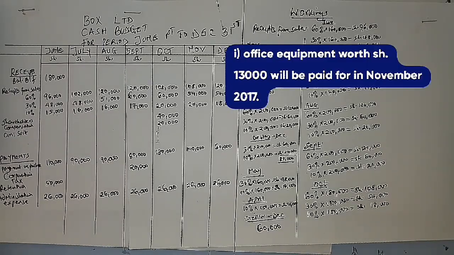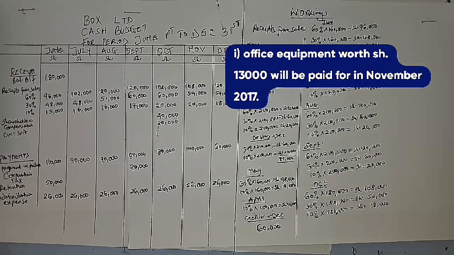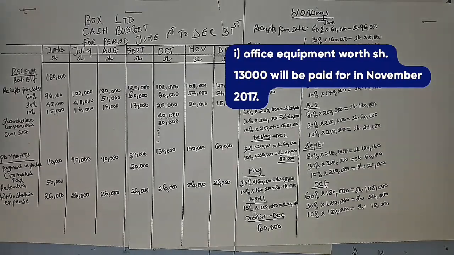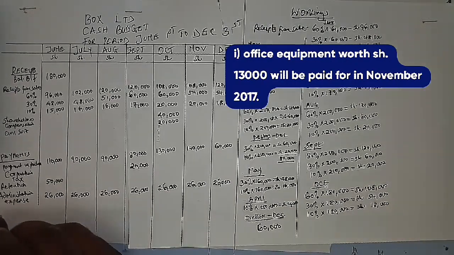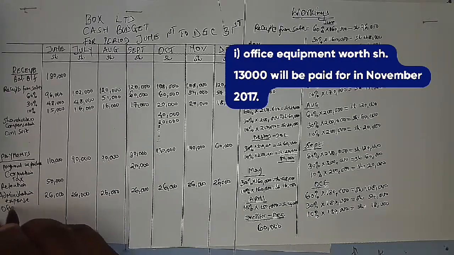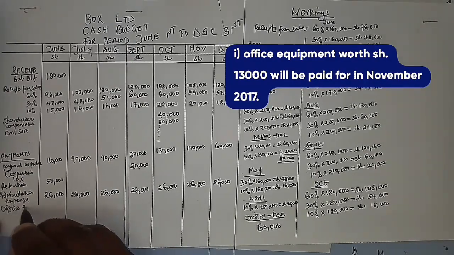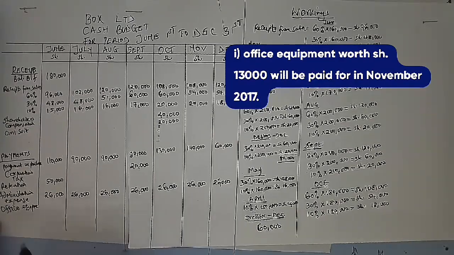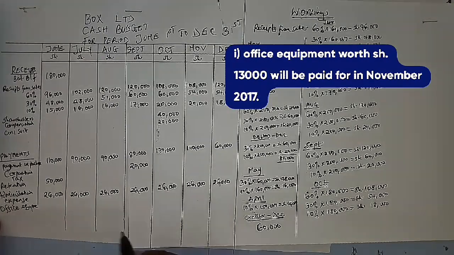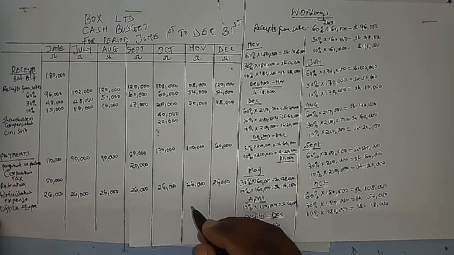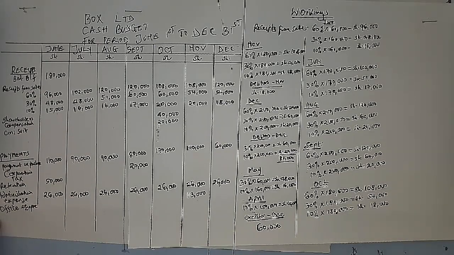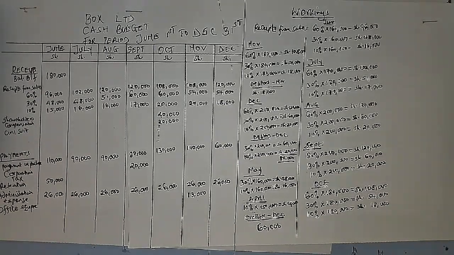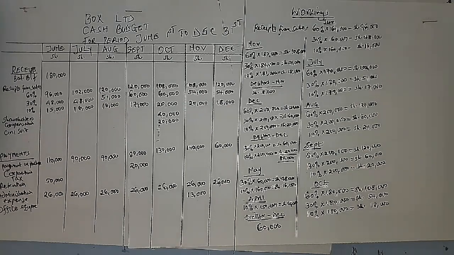And finally, office equipment amounting to shillings 13,000 will be paid in the month of November. The last one, office equipment. So can we have office equipment as the last payment? So will be paid in the month of November. Go there to November 2017, and we have 13,000. There, now I can get the total receipts as well as the total expenditure for each month.